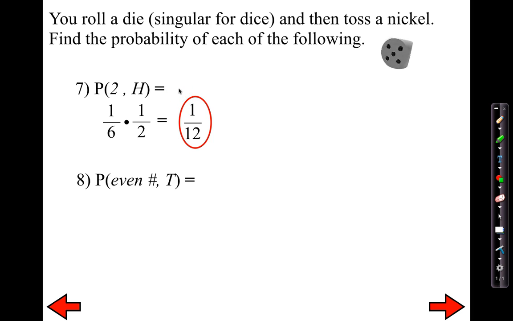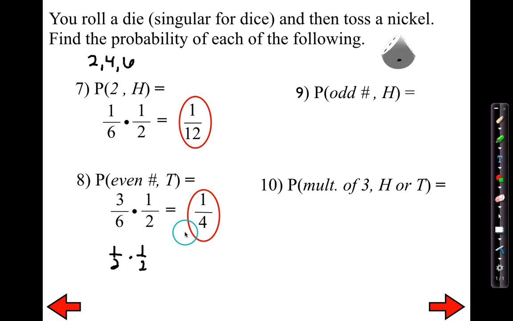I'm going to go ahead and try one more, and then have you try a couple on your own. Number 8, what's the probability of rolling an even number? Well, the even numbers are going to include 2, 4, and 6. That's 3 out of a total of 6, so I'm going to write 3/6. For tails, there's only one way to flip a coin to get tails, so that's going to be 1 out of 2 possibilities, heads and tails. I'm going to go ahead and reduce 3/6 to 1/2. 1/2 times 1/2 gives me a total of 1/4.